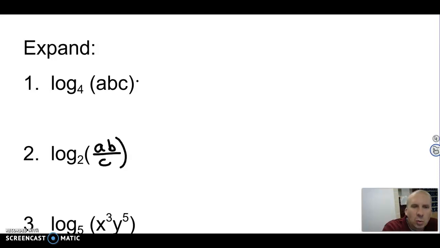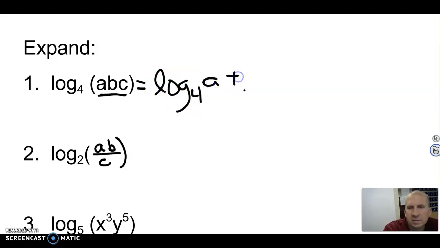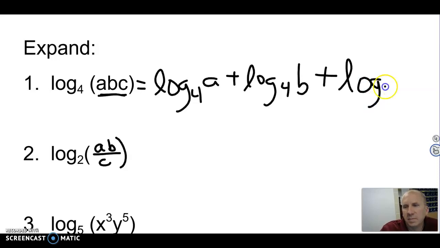times c. Those are all multiplied together. There are three parts multiplied together, so I can split that into three separate logs. Log base 4 of a plus log base 4 of b plus log base 4 of c. That's it. That's the rule.